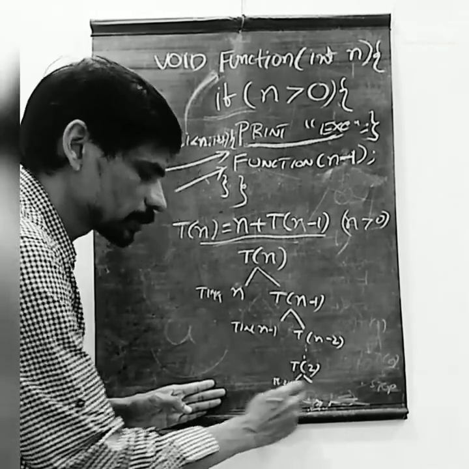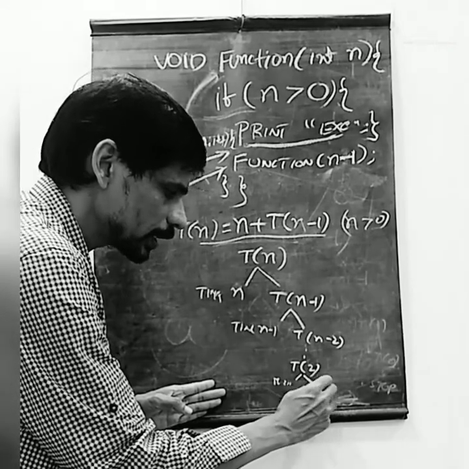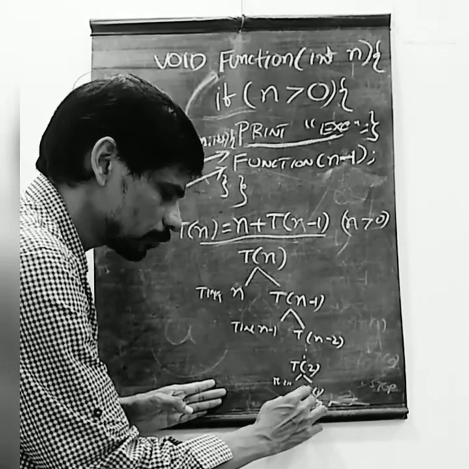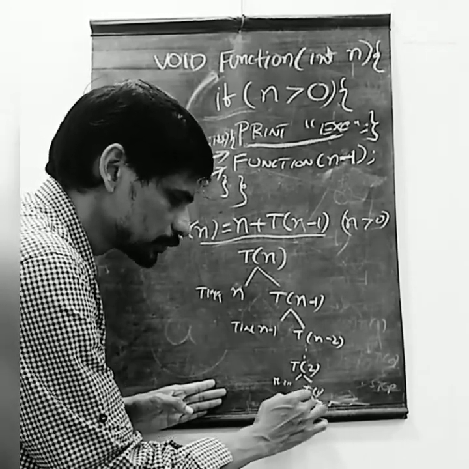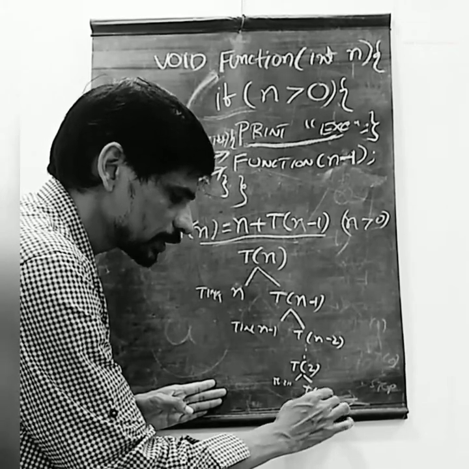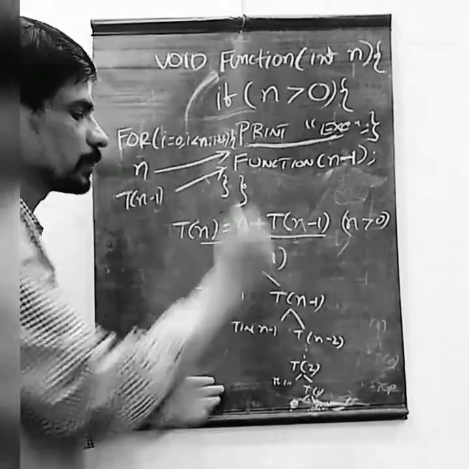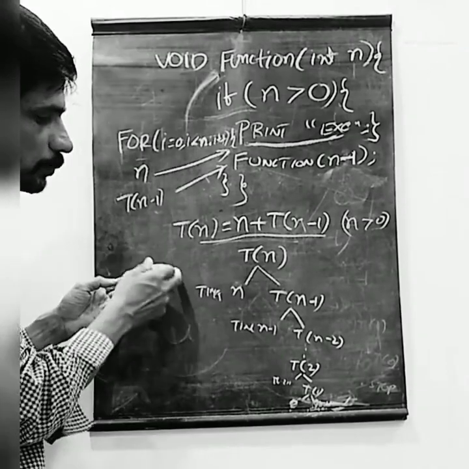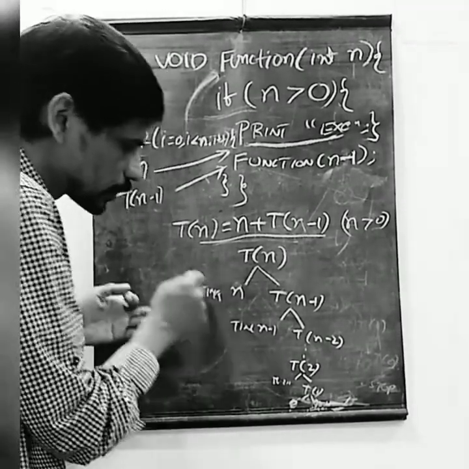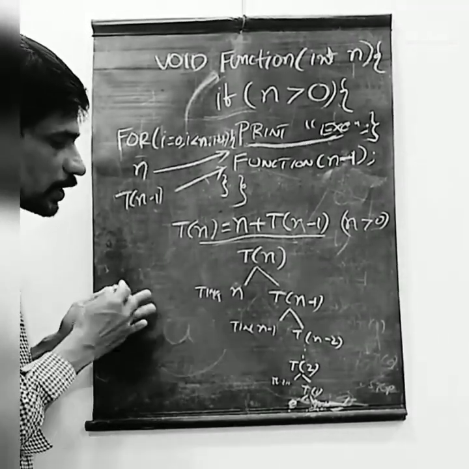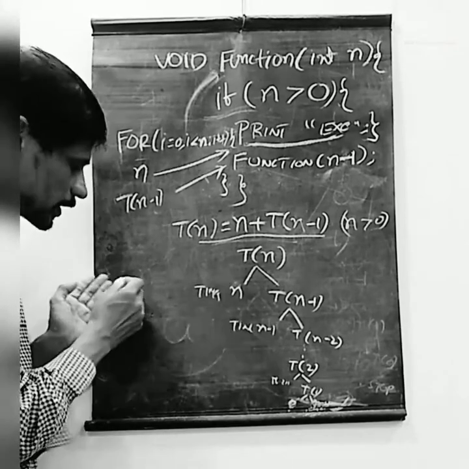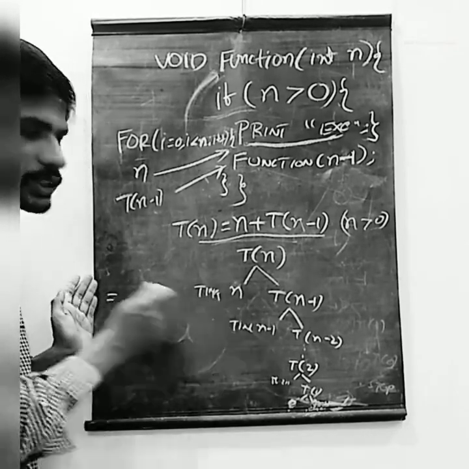2 minus 1 times. And here I will call t of 1. T of 1 0 times. So here t of 0 will come, and my condition will stop. Right? So now what exactly happened? Exactly how many times are we executing? Let's add up these numbers.